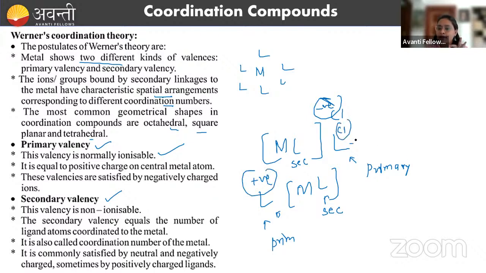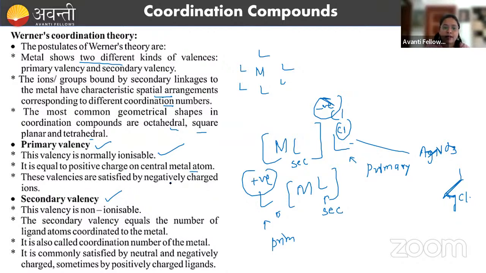If I add a counter reagent AgNO3 to this compound, what will happen? AgNO3 will combine with this Cl present in this complex and it will form AgCl. So this became ionizable, it reacted with AgNO3. That is, it is ionizable. It is equal to the positive charge on the central metal atom.